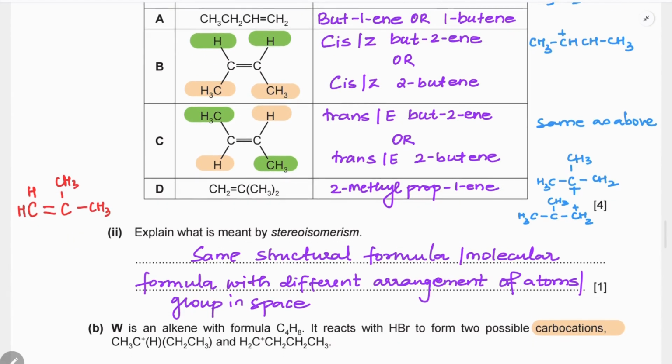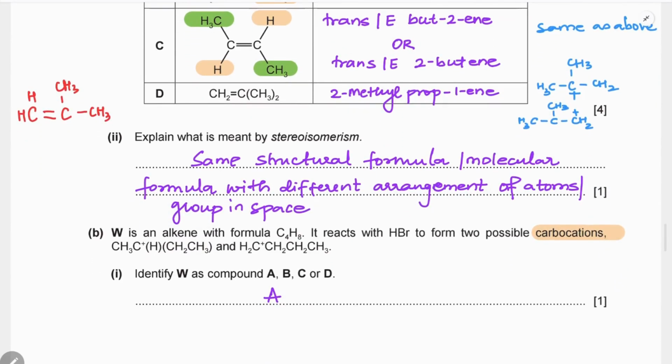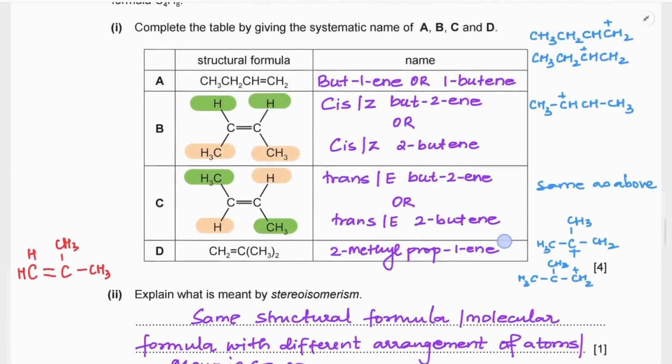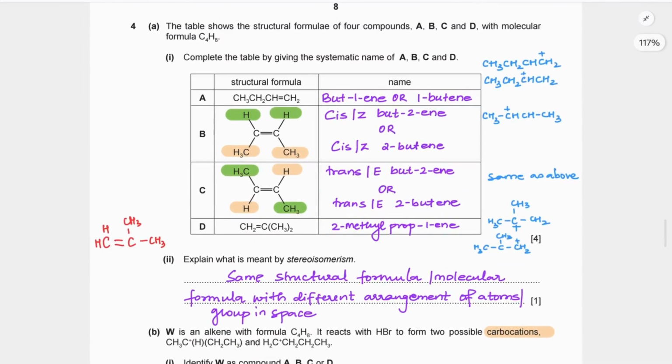Explain what is meant by stereoisomerism. Over here, we already know: same structural formula, same molecular formula, but a different arrangement of atoms or groups in space. That is called stereoisomerism. W is an alkene with a formula of C4H8. It reacts with HBr to form 2 possible carbocations. Over here, they have given 2 possible carbocations. Now from here itself, we have to specify which one will form these 2 carbocations.